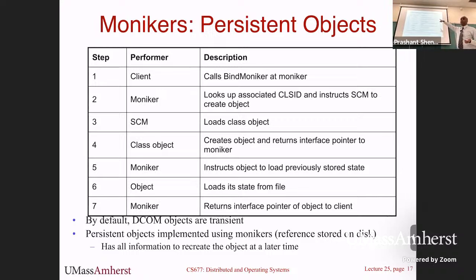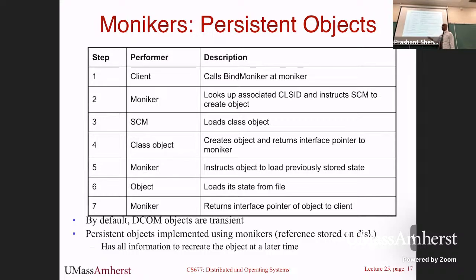So the client is going to call bind to bind to a moniker. A moniker is just the name of the object. That's going to look up the object in the service control manager. You load the code for the object, then you create a class. Then, if it's persistent, you go and load the state into the object. So now the object has been recreated.